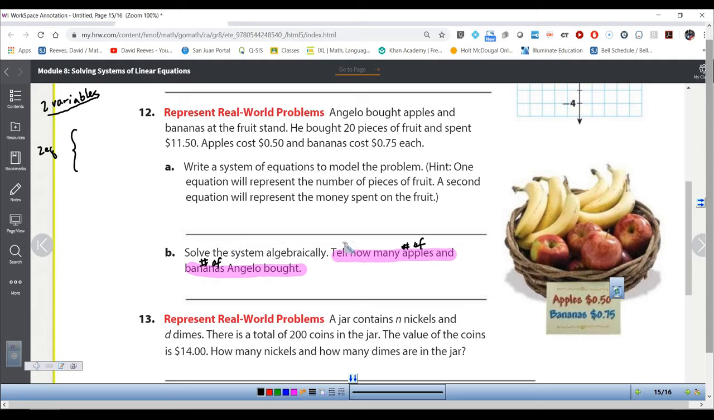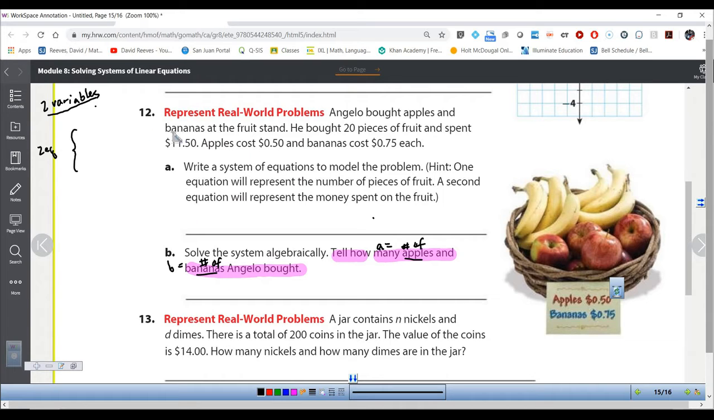Now, traditionally, we use X and Y for our variables in a system. I'm going to go ahead and use A and B. So A is going to be the number of apples, and B is going to be the number of bananas. It's always a good idea to write down what your variables are, so when you're done, you know what it is you found. And if you use a letter that represents what it is, that can make it easier too. So that's why I chose to use A and B. So A is the number of apples, B is the number of bananas.